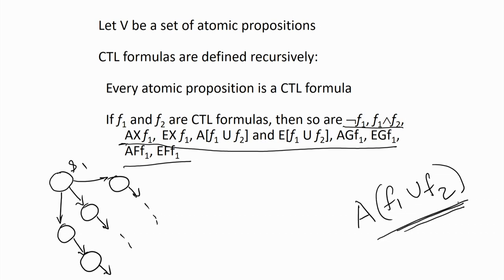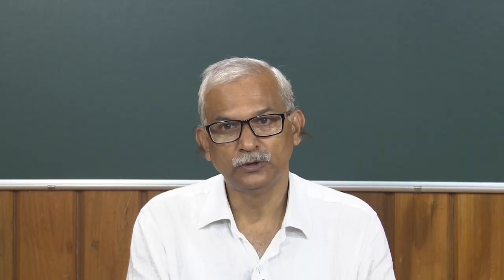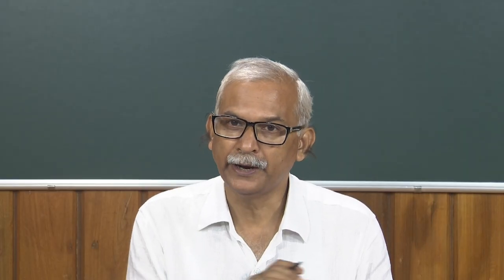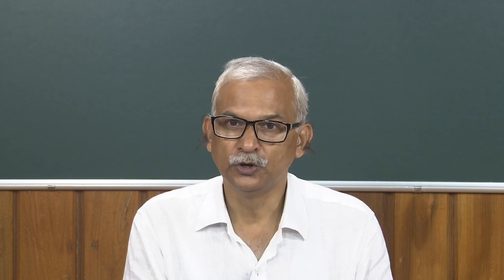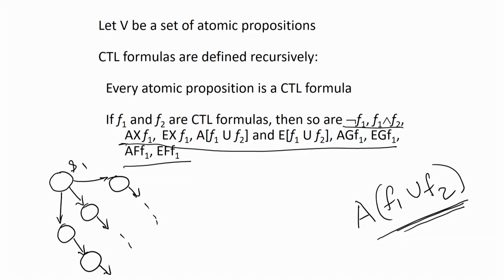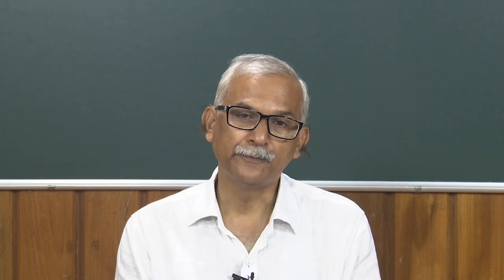formula, it says that in all possible execution traces from this particular state, f1 remains true until we reach a state where f2 is true. This behavior should reflect in all possible paths, then only we can say that A f1 until f2 is true. Similarly, if we say E f1 until f2, then it says at least we must have one possible execution trace where f1 remains true until f2 becomes true.